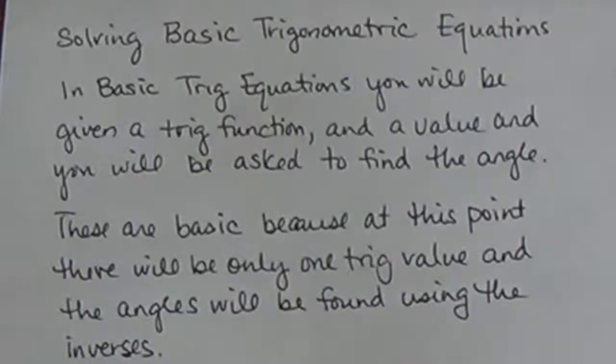One of the other things you're going to be asked to do in this section is to solve basic trigonometric equations. In basic trig equations, you will be given a trig function and a value, and you'll be asked to find the angle. These are basic because at this point there's only going to be one trig value and one angle will be found using the inverses. Later we'll look at more complicated trig equations where maybe you have squares or roots or fractions or additions and subtractions of other trig functions, and maybe multiple angles or reduced angles. But for now we're just going to look at some basic trig equations.